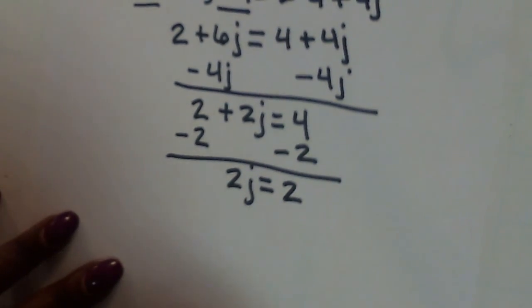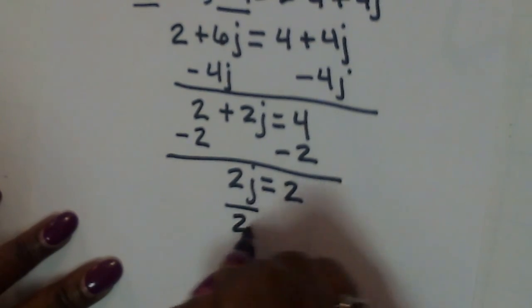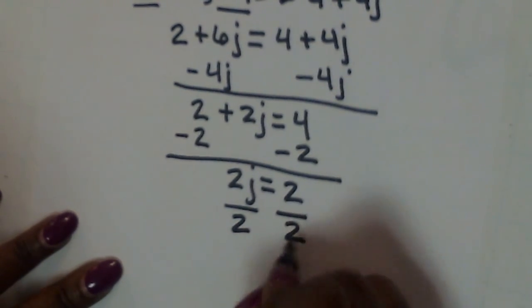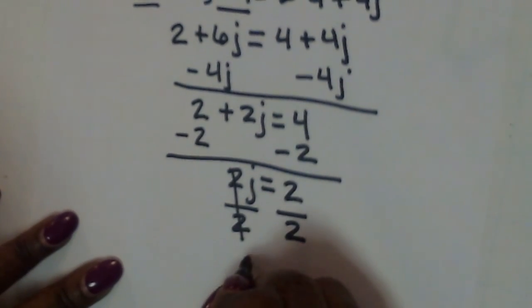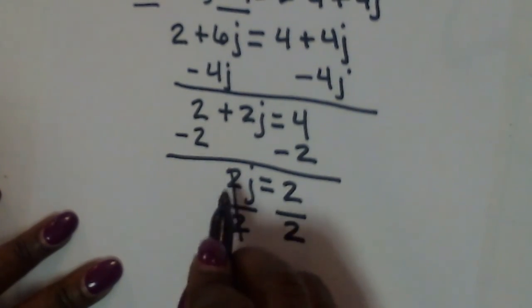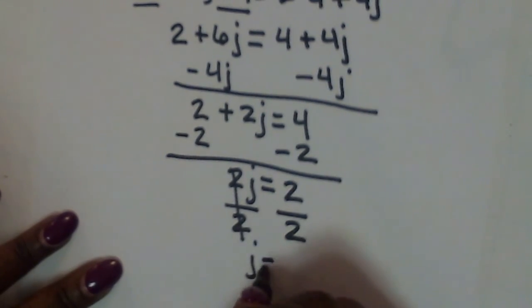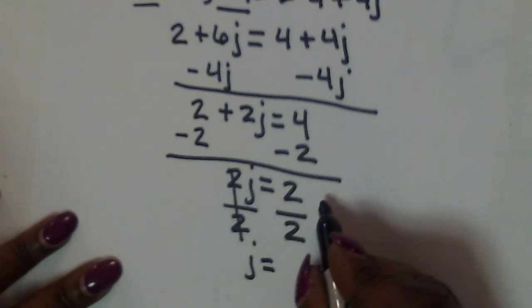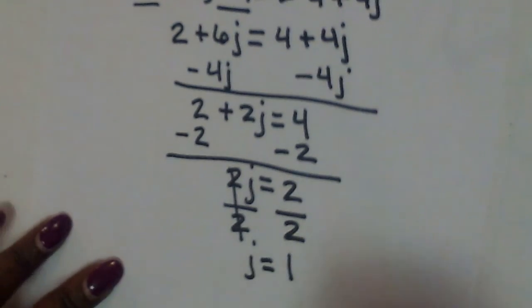And we're going to use the multiplicative inverse, and we're going to divide, or the opposite operation, and we're going to divide by 2. These will cancel out, because you know this makes 1. 2 divided by 2 is 1, and 1 times j is j. Now here we have it on this side. 2 divided by 2 is 1. So the value of j is 1.